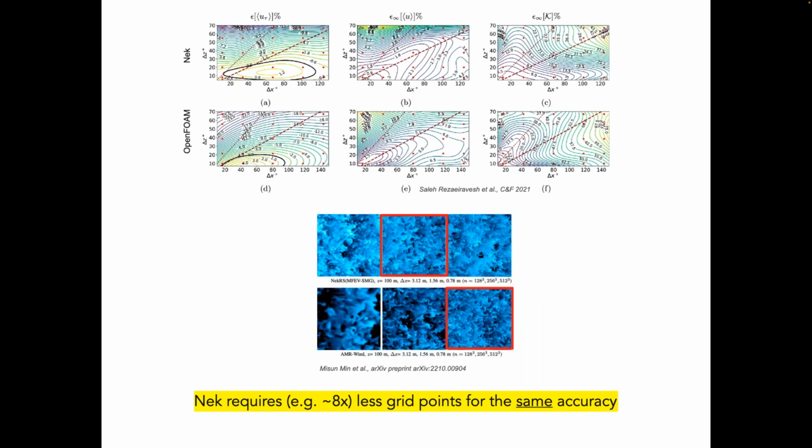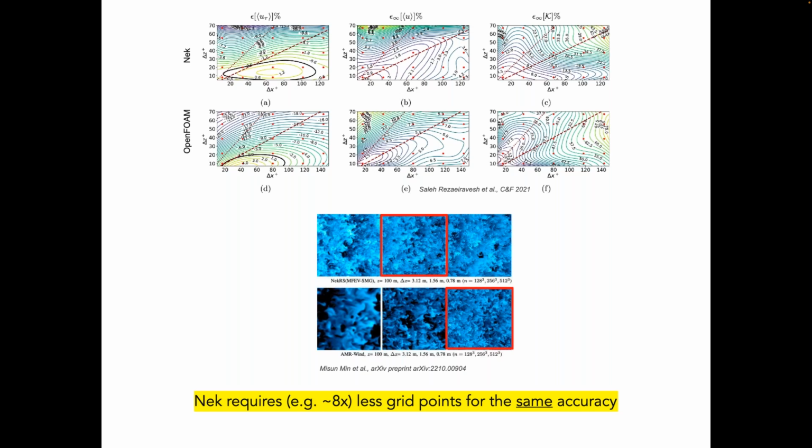The other nice thing is obviously you're way more accurate compared to a low order method. And that's the whole reason why we use a high order method. Here are 2 examples, and in both of these examples, you need about 8x fewer grid points for the same accuracy.